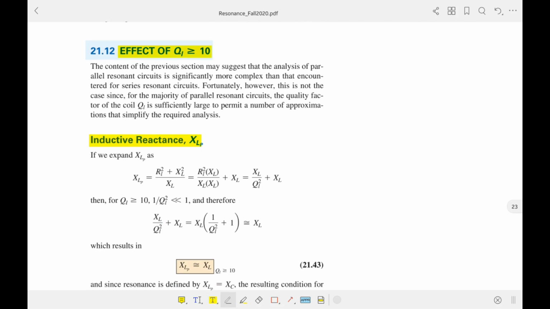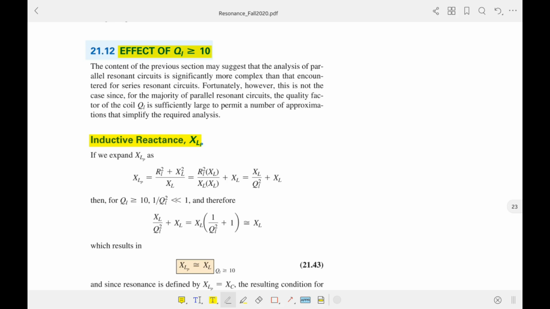Now, effects of QL greater than or equal to 10. In case of series resonance, I also showed you that when the quality factor is greater than 10, some approximations could be done. For example, in series resonance, we showed that the resonance curve was quite symmetric, right? That means Fs was the middle point of F1 and F2. This sort of approximation is also possible in the case of parallel resonance, so I will show you now.